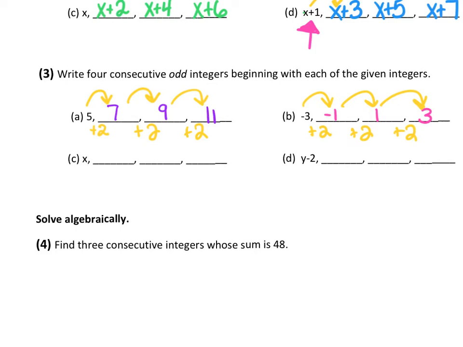The same is going to be true if we start with an unknown integer. If we want to find the next odd consecutive integer, if we start at x, an unknown, we're still going to have to add 2. Okay, this is going to be x plus 2, and then we're going to add 2 again, so we're going to get x plus 4. We're going to add 2 again, so we're going to get x plus 6.